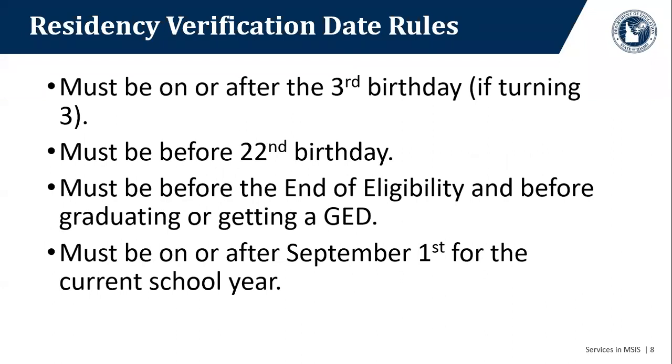So here are the rules. The residency verification date must be on or after the 3rd birthday if the child is turning 3. It must be before the 22nd birthday. It must be before the end of eligibility and before graduating or getting a GED. So those are absolutely required.